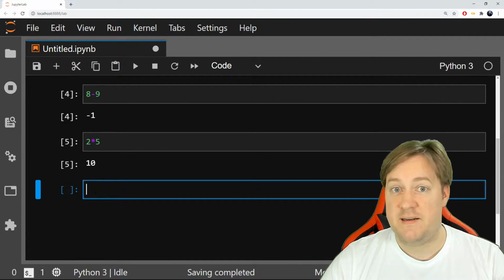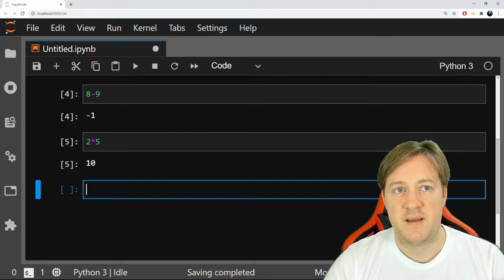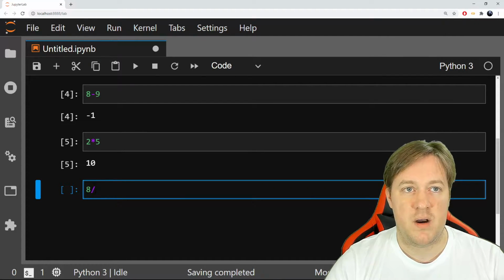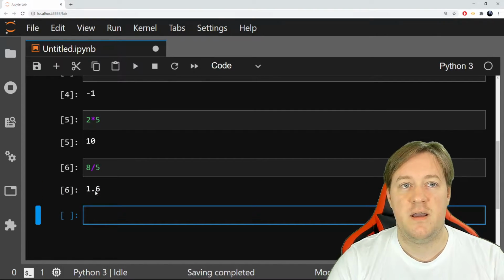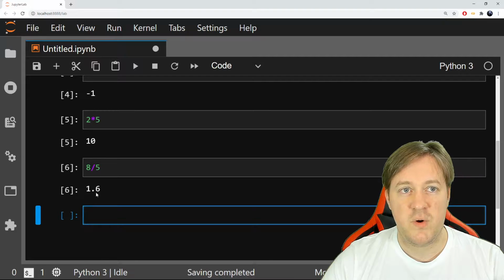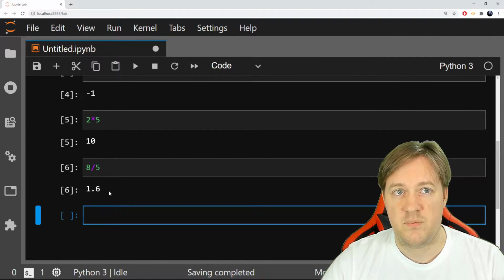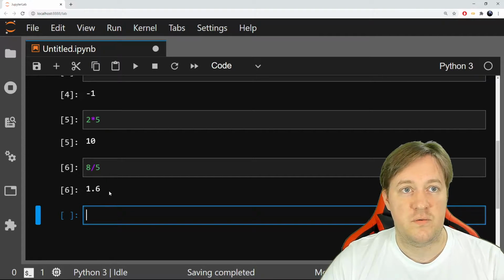Now, how do we divide? To divide, you just use the bar like this: 8 divided by 5, 1.6. So we start to have something with a comma here. This is a different type of number, and we'll see that very soon.